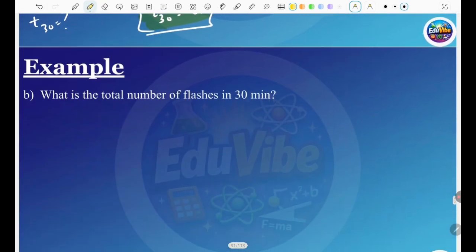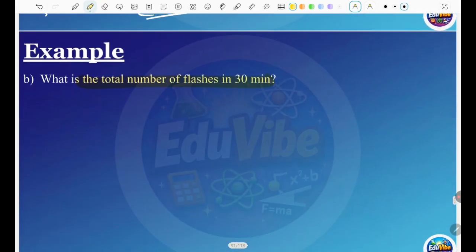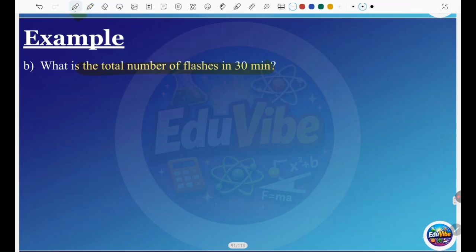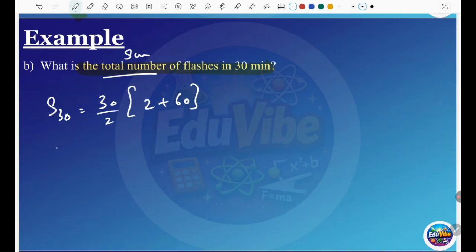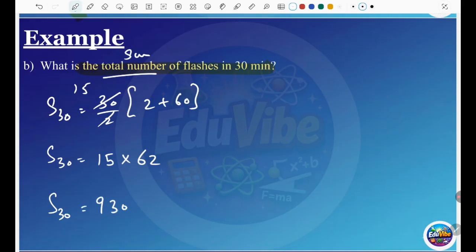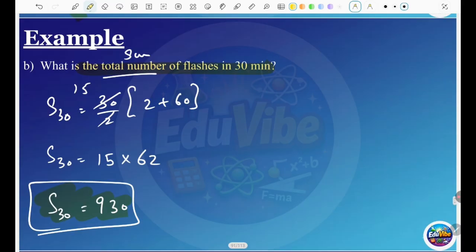And the follow-up question is: what is the total number of flashes in 30 minutes? So total number means you have to do the sum now. So n is 30, and you have Tn, so you can use the first formula. So it's 30 over 2 times 2 plus 60. So this is 15 times 62. You will get 930. This is the sum of the total number of flashes in 30 minutes.